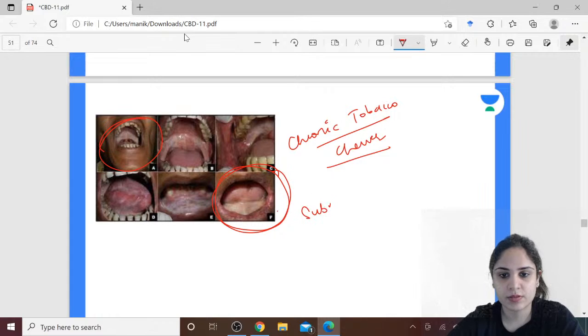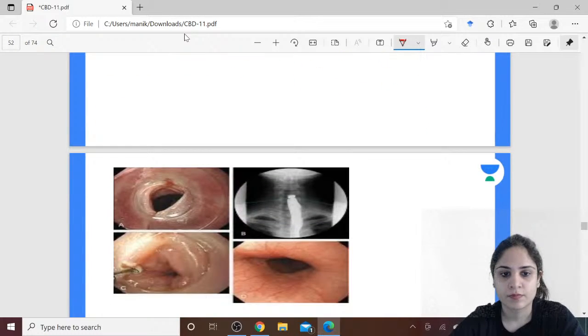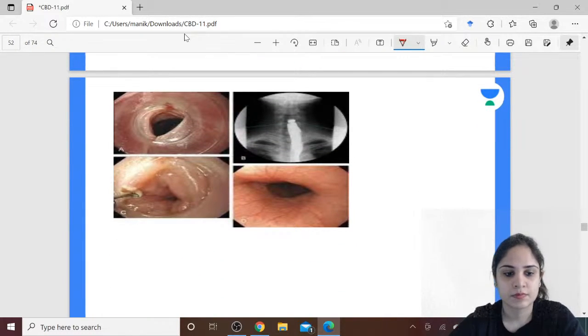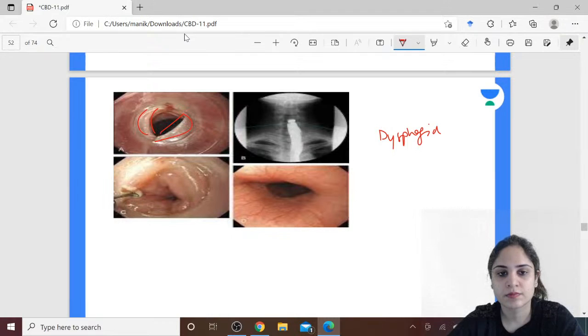This is submucous fibrosis. Alright. Next. This patient is presenting to me with dysphagia and presence of this. This is what you see on endoscopy. And she is also having iron deficiency anemia.